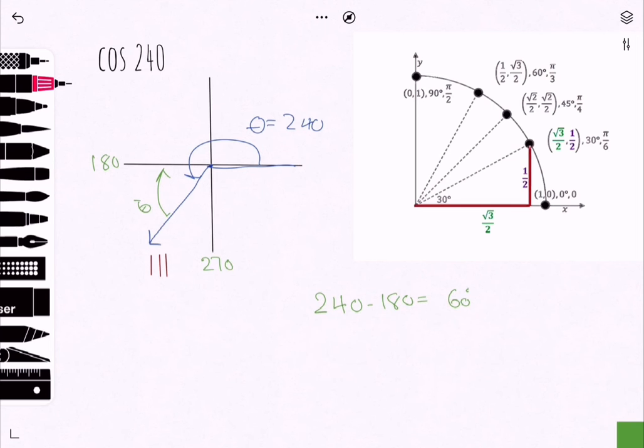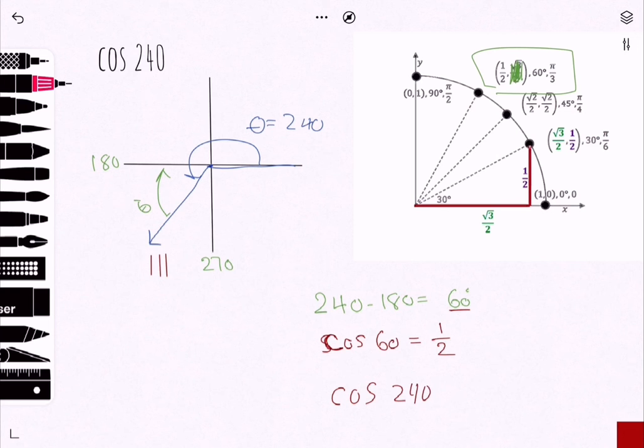Since you know the reference angle for cosine 240, you should focus on your unit circle value. We know that cosine is x, so we should not be focusing on the y part. The next step is to write cosine 60, which is your reference angle, equals 1 over 2. So now that you know that cosine 60 equals 1 over 2, you can easily find the cosine of 240. Cosine 240 equals negative 1 over 2. It's negative because it's in the third quadrant, which means everything is negative except tangent.